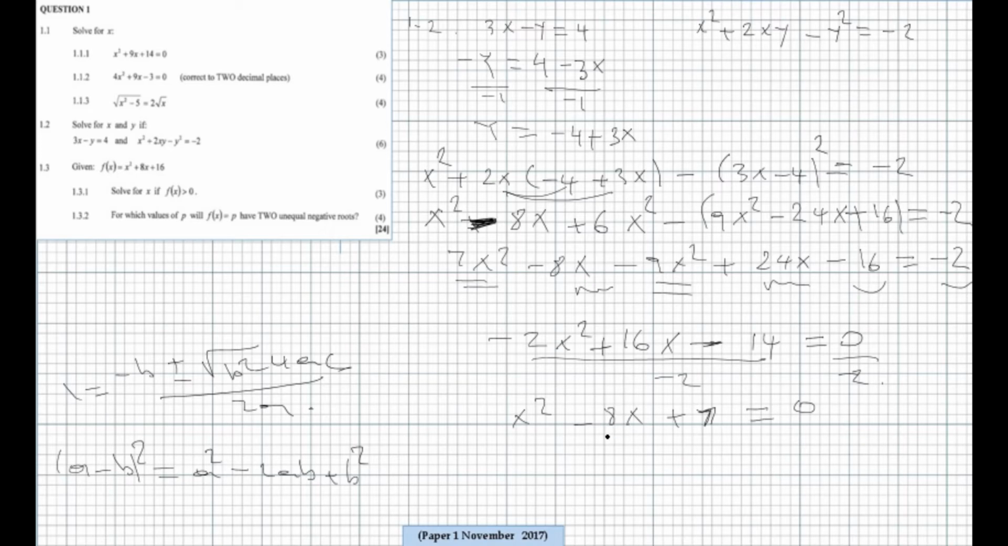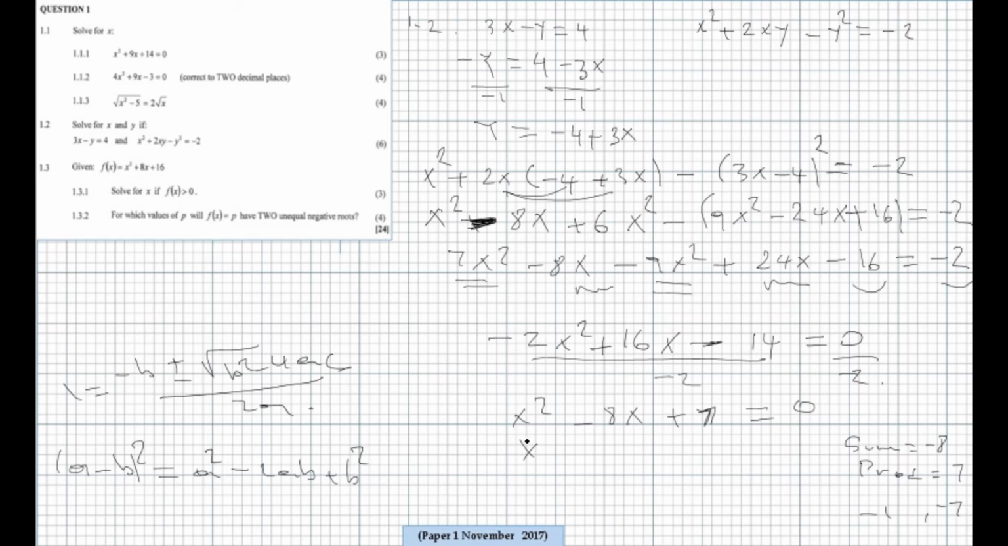I have the sum here, which is negative 8, so I'm going to say the sum of the roots is negative 8, and the product is 7. So I need to find the numbers so that when I multiply them I get 7, and when I add them I get negative 8. So the two numbers are negative 1 and negative 7, because if I multiply these two I get 7, and if I add these two I get negative 8. So these are the numbers that I'm supposed to use.